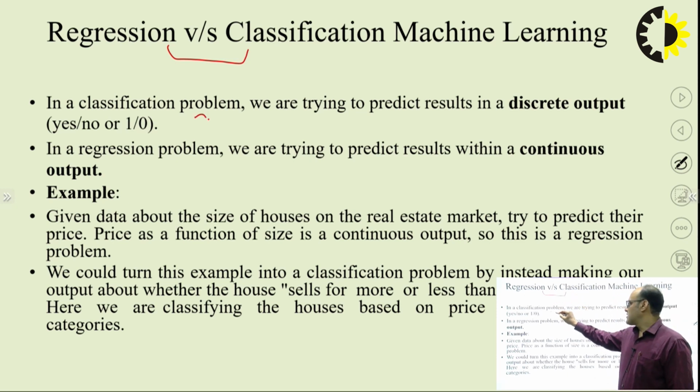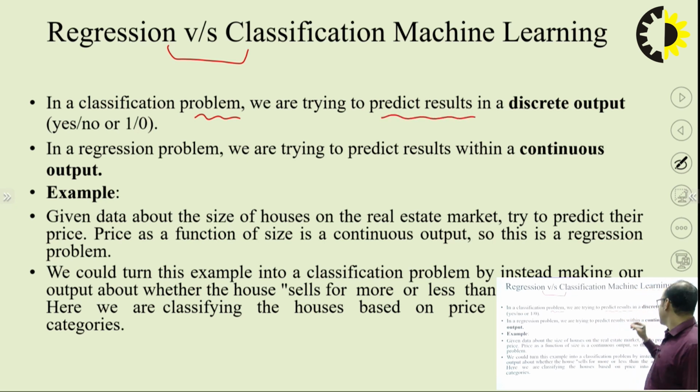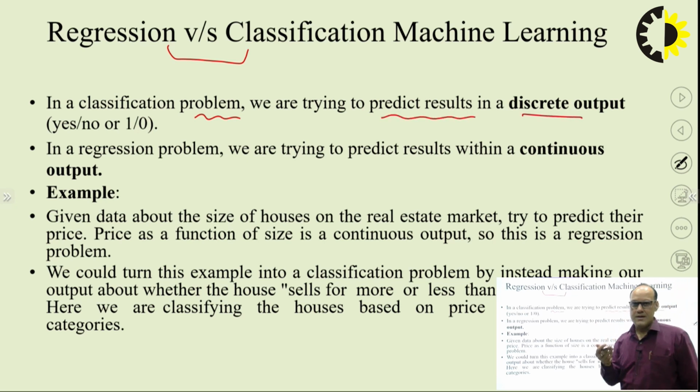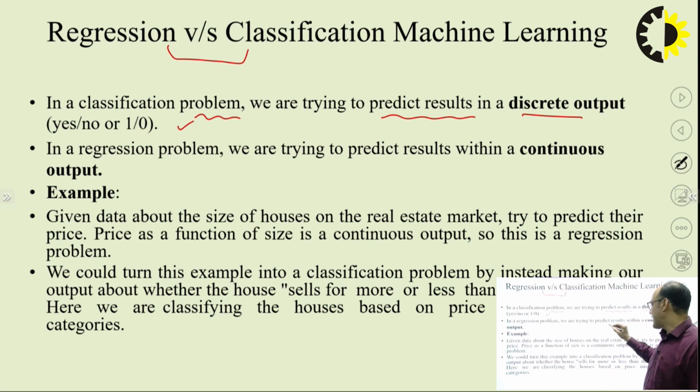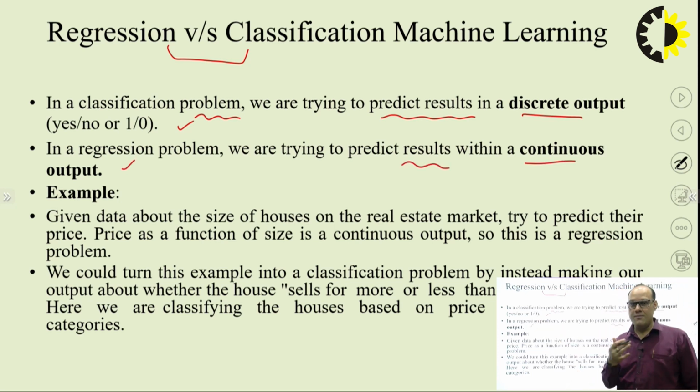In a classification problem, we just try to predict results in a discrete output. Discrete output means yes or no, 1 or 0, true or false, right? And in a regression problem, we are trying to predict results in a continuous output, and that will be real valued.